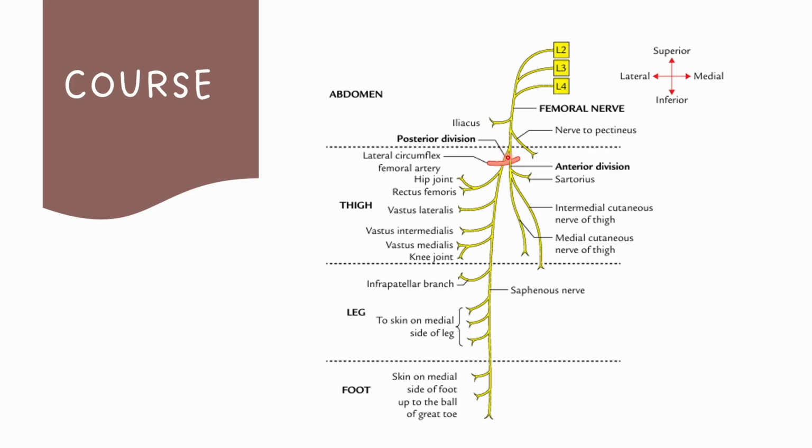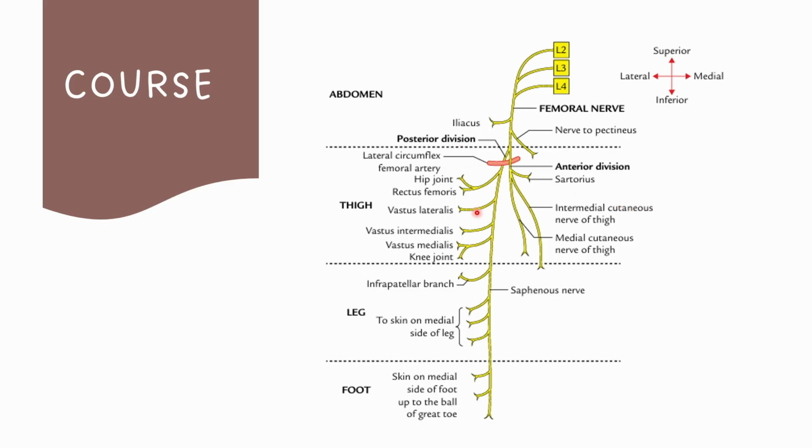In the thigh it lies lateral to the femoral sheath and runs for about 2.5 centimeters, where it divides into its anterior and posterior divisions. That is about 2.5 centimeters below the inguinal ligament, and both these divisions enclose the lateral circumflex femoral artery. The anterior division is mainly cutaneous and the only muscle it supplies is the sartorius.